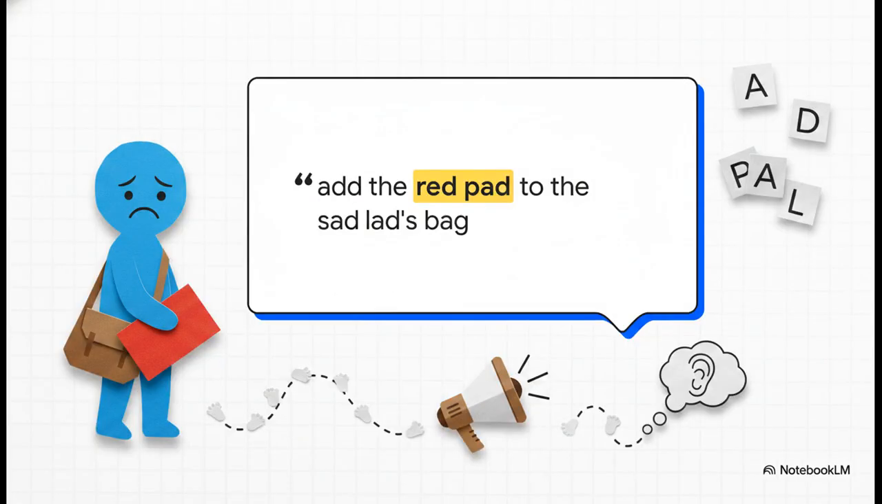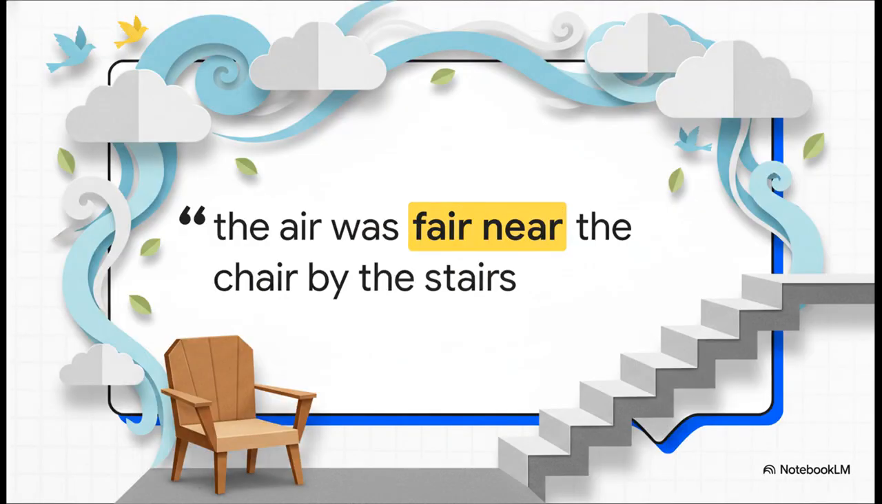Now, what's really interesting about this slide is how the difficulty subtly ramps up. "Add the red pad to the sad lad's bag." You feel that? This isn't just a simple rhyme anymore, it's slightly tongue-twisting. It literally forces the young reader to slow down and really enunciate their words. It is specifically designed to build phonetic agility by wrapping the target word add in a sequence that requires careful, deliberate pronunciation.